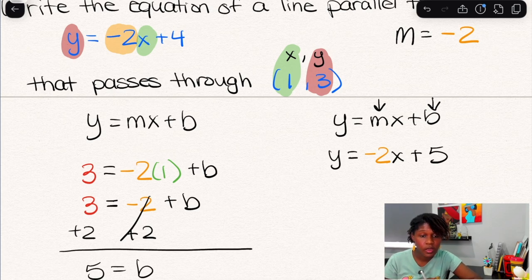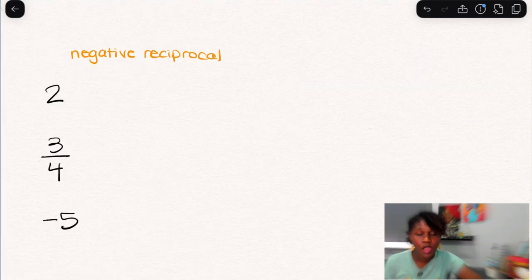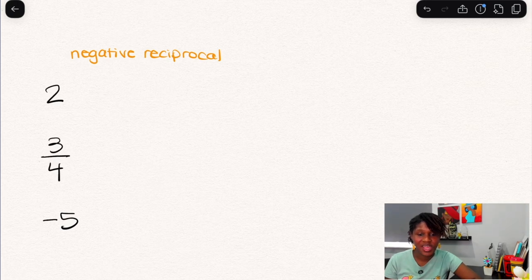That's all there is to parallel lines. Perpendicular lines are a little different, and this is where students usually get mixed up. Remember when I said perpendicular lines use a negative reciprocal slope? Well, here's what I mean. I want you to flip your fraction and change your sign.